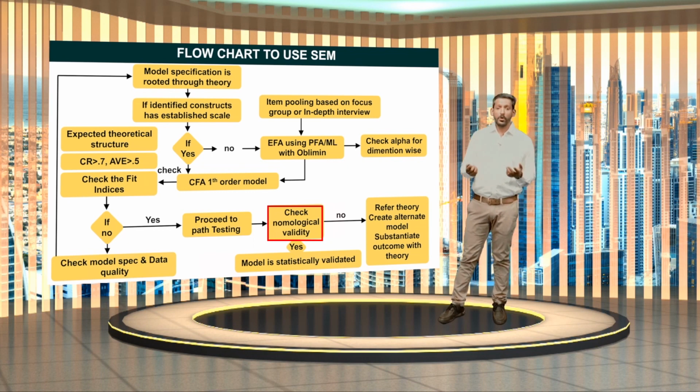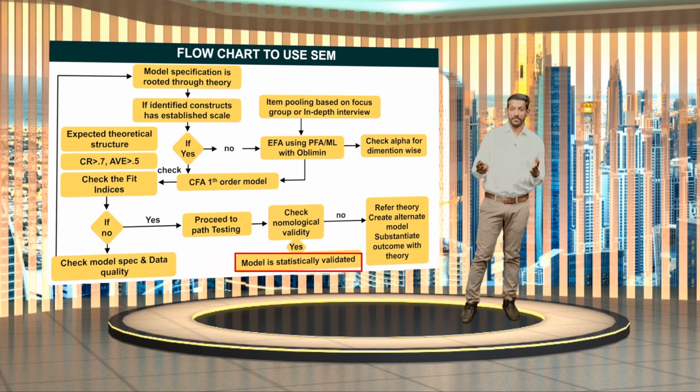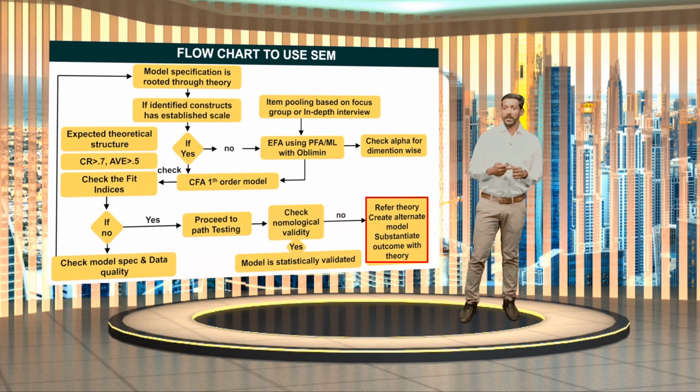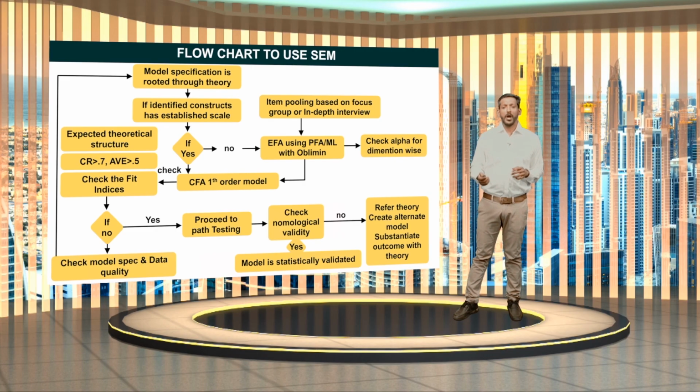That is what we normally call nomological validity. If the outcome of nomological validity ensures that the model is statistically validated, that is what we are saying. Otherwise, if we could not meet the nomological validity, then refer to the theory, or you can create an alternate model to substantiate the outcome with the help of the theory. So this is a generic flow chart to tell us how to use SEM.